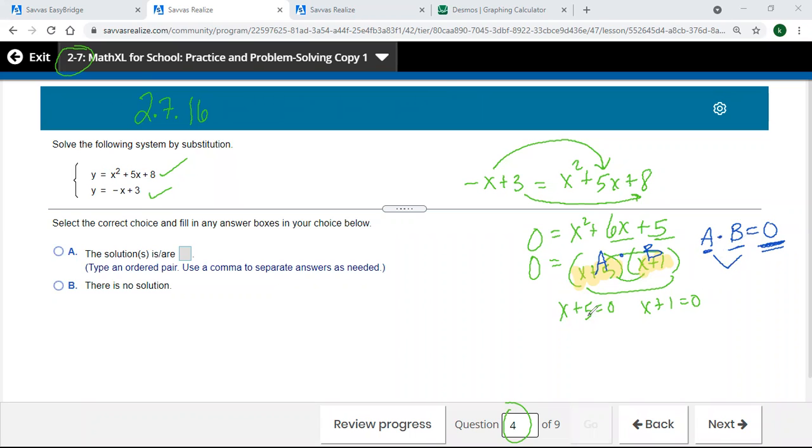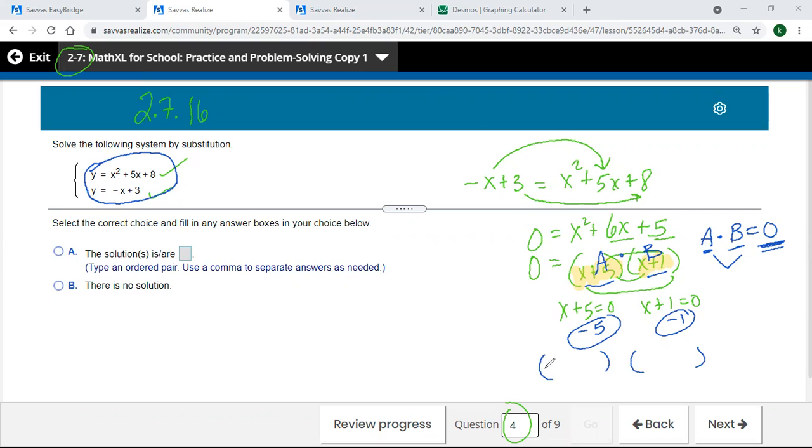So that's what we're doing here, figuring out when the x plus 5 is 0 and when the x plus 1 is 0, so subtract the 5 on both sides, subtract the 1 on both sides. And then it wants the ordered pairs, because our original problem up here had x and y in the problem. So we need both. These are just the x values.